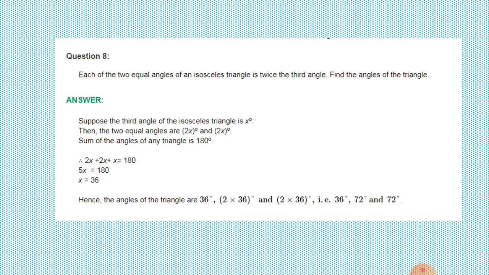Each of the two equal angles of an isosceles triangle is twice the third angle. Find the angles of the triangle. Suppose the third angle is x degrees. The two equal angles are 2x degrees and 2x degrees. Sum of the angles of any triangle is 180 degrees. So 2x plus 2x plus x is equal to 180 degrees. 5x equals 180 degrees, x equals 180 divided by 5, so 36 degrees. The angles of the triangle are 2 into 36, which is 72 degrees, 72 degrees, and the other angle is 36 degrees.